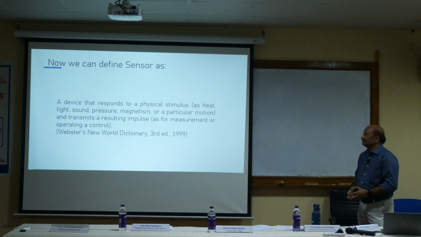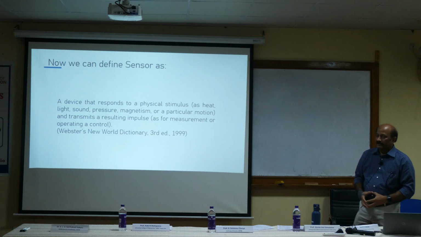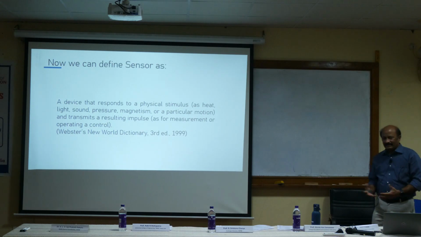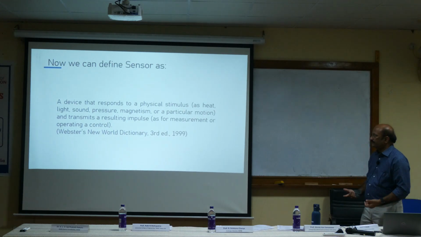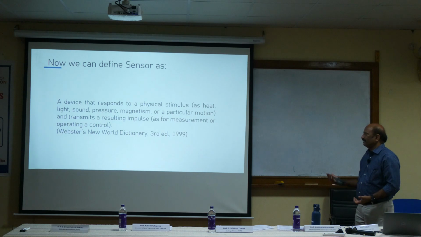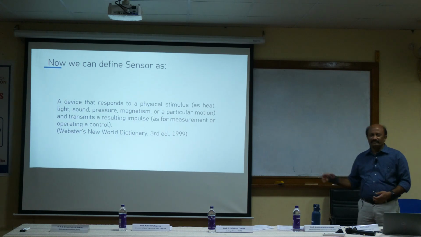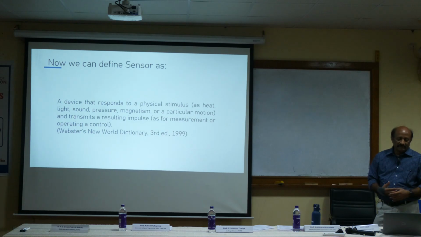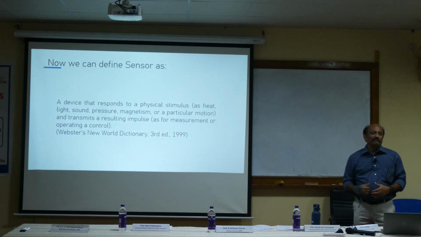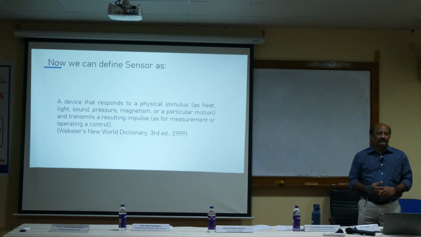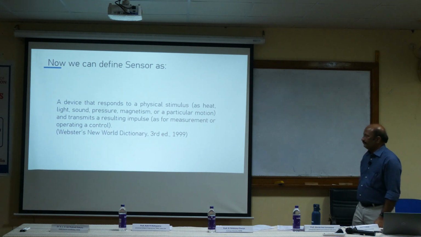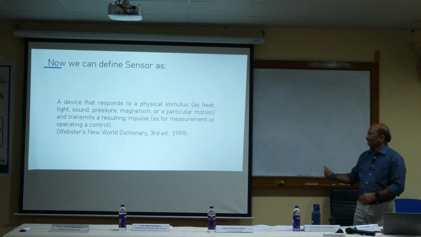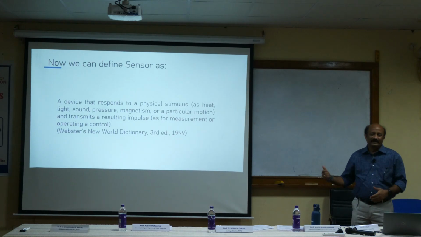And we can define the sensor as a device that responds to a physical stimulus such as heat, light, sound, pressure, magnetism, or a particular motion, and so on. There are a number of things. And it transmits a resulting impulse so that we can have a measure of that parameter, right? That is what you get from Webster's New World Dictionary, right? So this is a dictionary definition only.